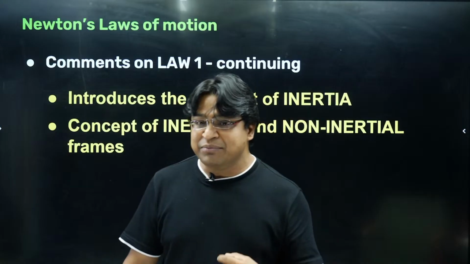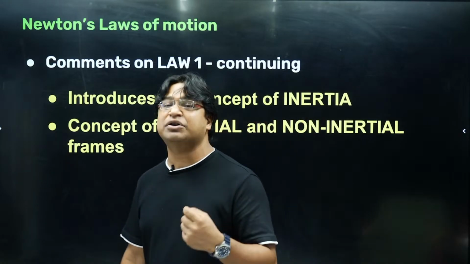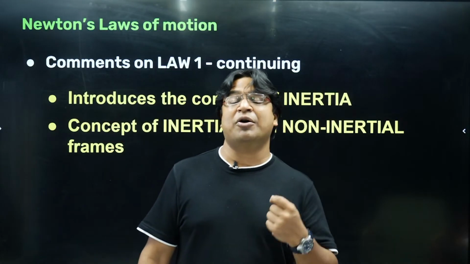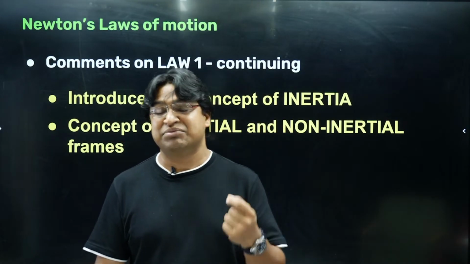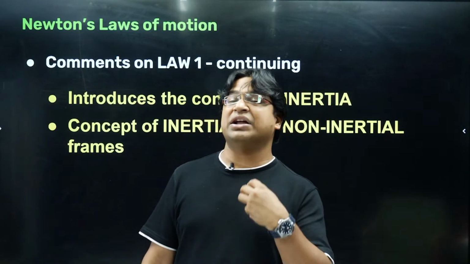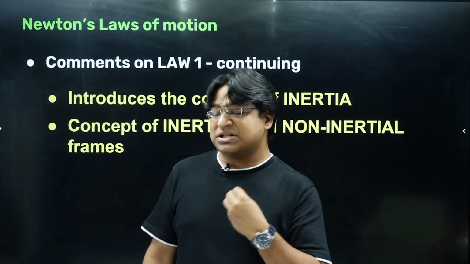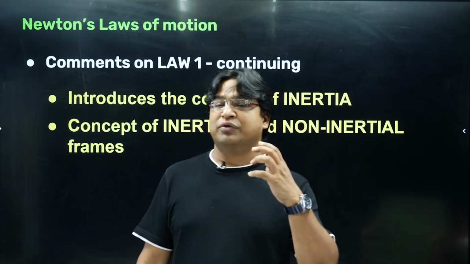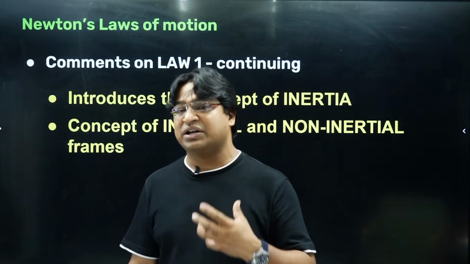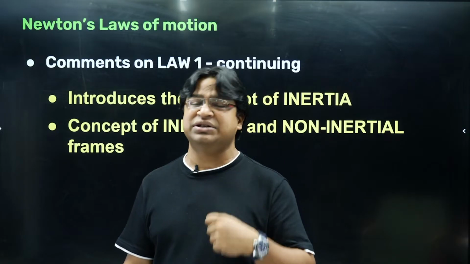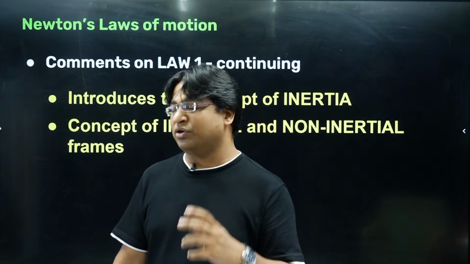So if I'm using these words in my statement of the first law, I need to tell from where I am observing the entity, the particle. I'm saying that a particle continues to be in a state of rest. So if the particle is appearing to be at rest to me, I must be observing it from somewhere. So which is that frame? Okay, so when we are giving out this statement, we are automatically sitting in some reference frame. Okay, so we must talk about that.